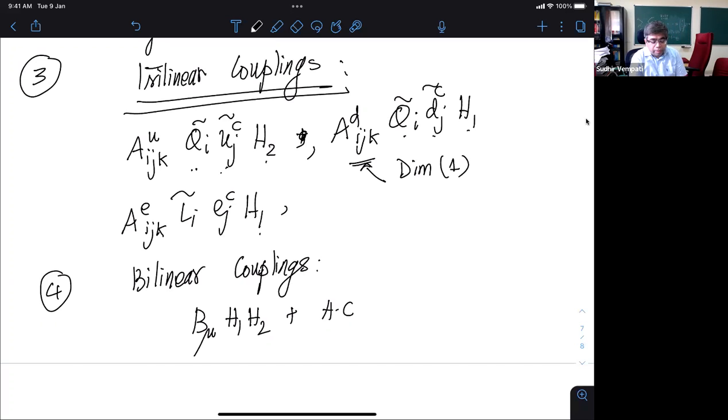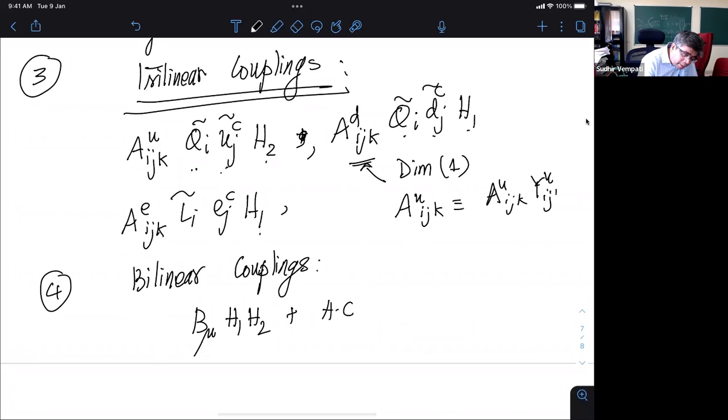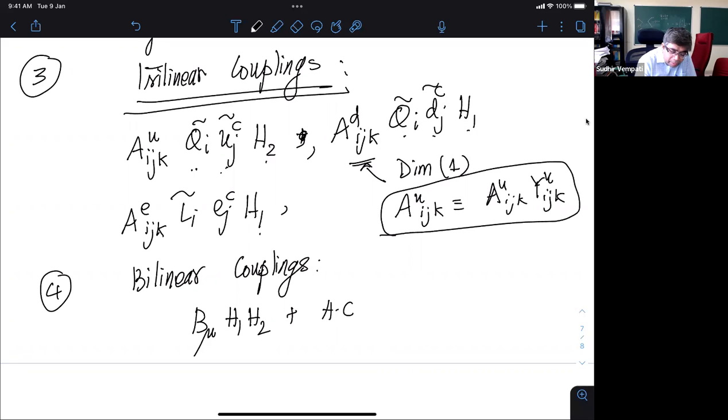So typically, it need not always be the case, but for ease, what you do is parameterize A^u_ijk as A^u, dimension 1, times Y^u_ijk. So you parameterize it by mapping it with the Yukawa coupling, factorizing the Yukawa part of it. Essentially you say it is some scalar constant factor times the Yukawa coupling. Because A^u_ijk is a free parameter, you can always write it this way.